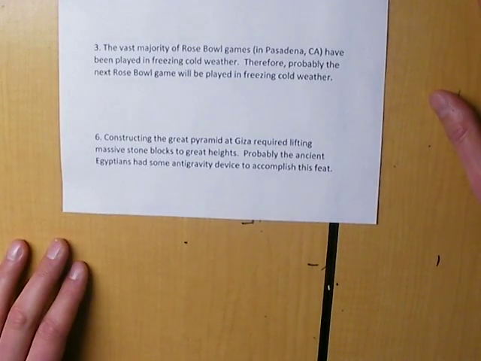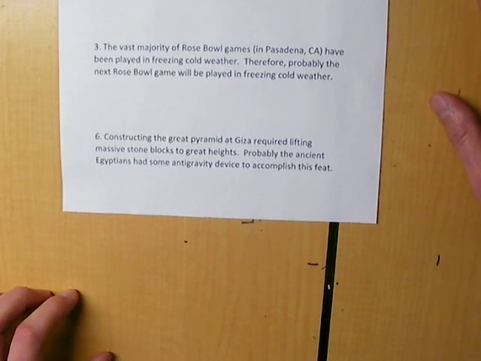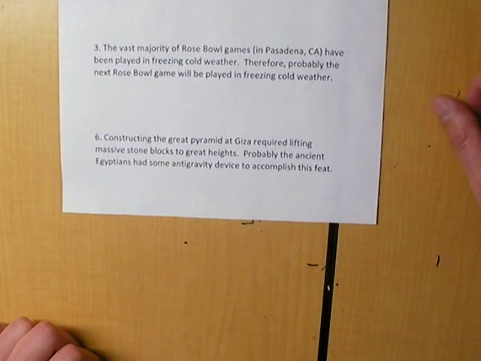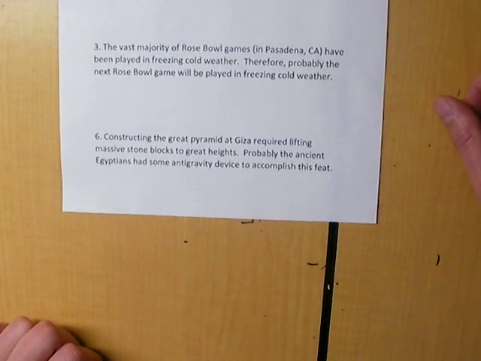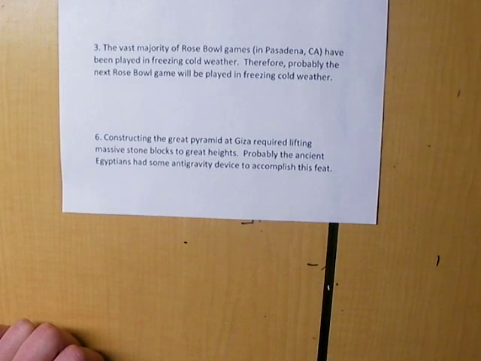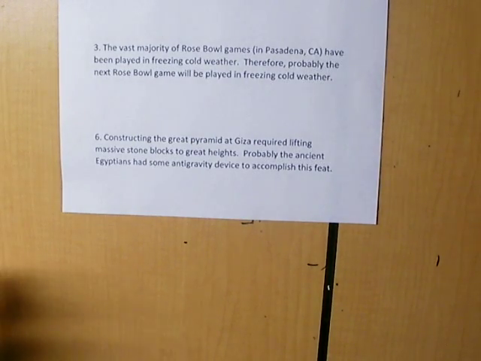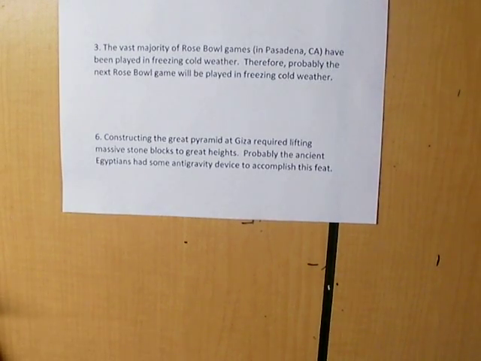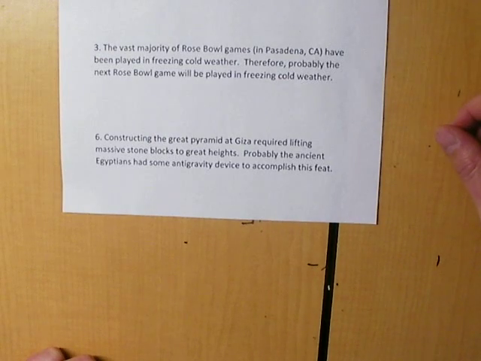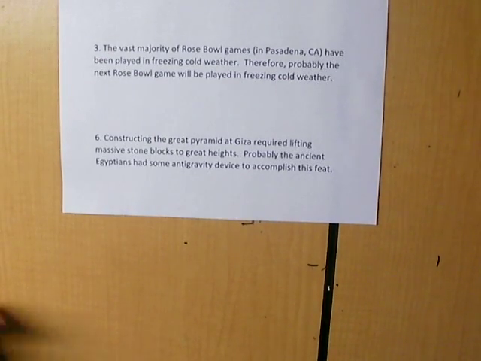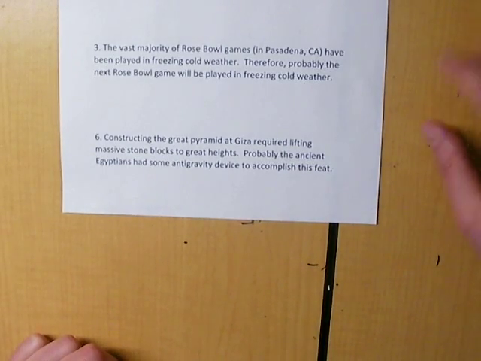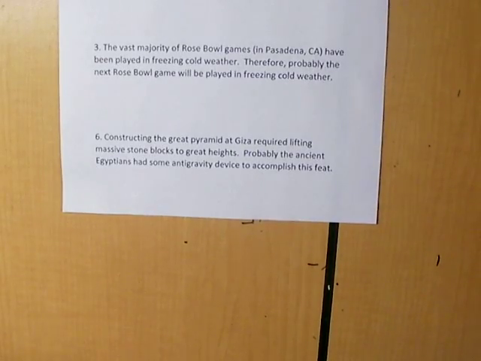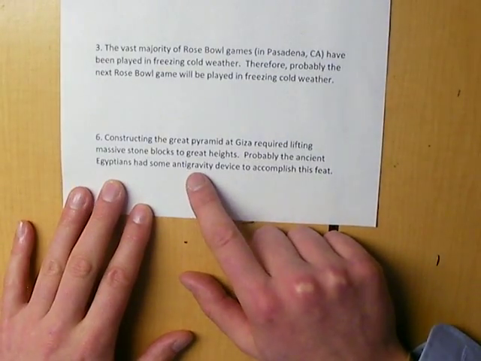Practice. Contact me if you have questions, by all means. Constructing the Great Pyramid at Giza required lifting massive stone blocks to great heights. And of course, that's true. Probably the ancient Egyptians had some anti-gravity device to accomplish this feat. And that, I suppose, is logically possible. There's no contradiction in thinking that this might be the case. But the evidence that the construction required lifting these big, massive blocks high in the air does not render a probably true conclusion. It's possible, but incredibly unlikely.